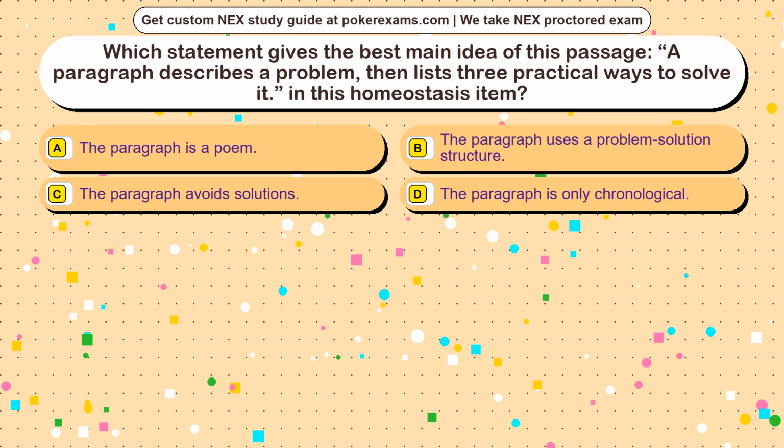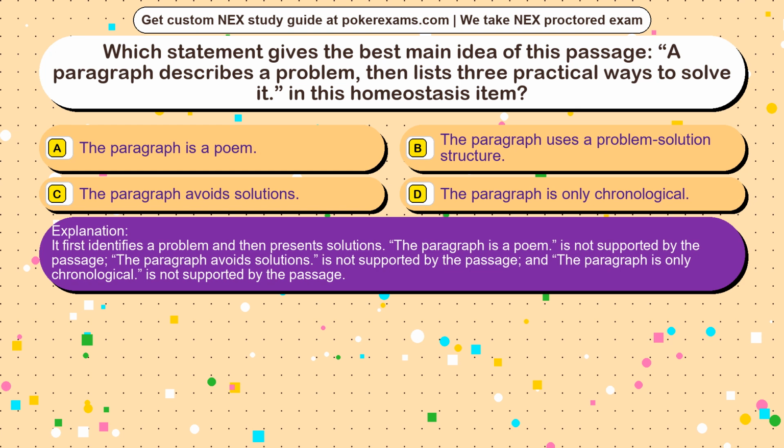The correct answer is option B. It first identifies a problem and then presents solutions. The paragraph is a poem is not supported by the passage, the paragraph avoids solutions is not supported by the passage, and the paragraph is only chronological is not supported by the passage.